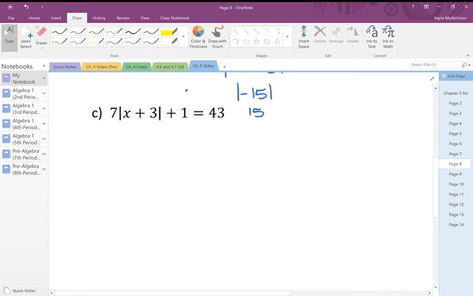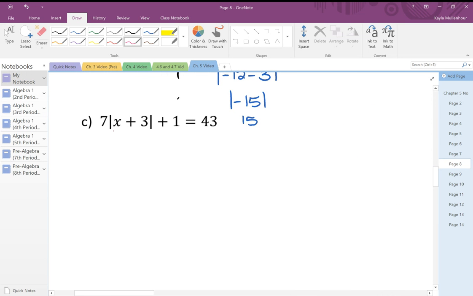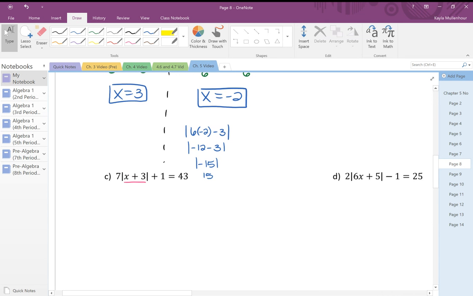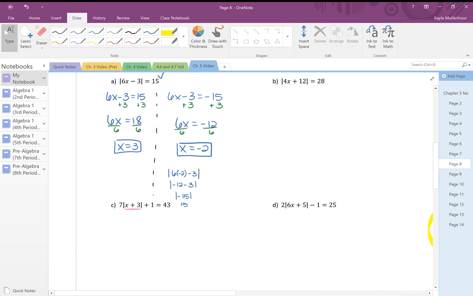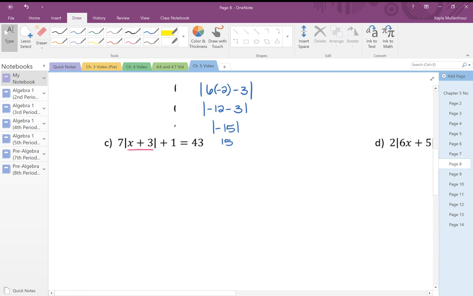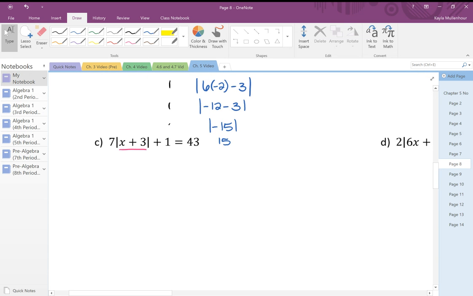So what you need to do is get this bracket by itself before you split it up into these two separate equations here, okay? So what we would need to do is undo everything that's being done to the brackets. So we have multiplication by the 7 and we have addition by the 1. So working backwards to get the brackets by itself, we need to subtract 1 from both sides.